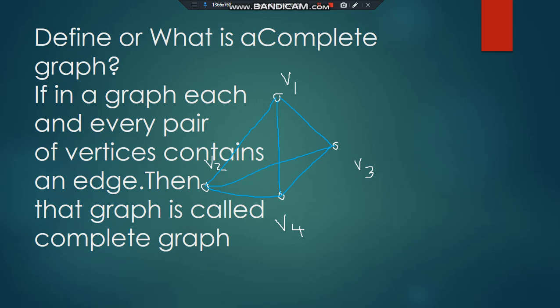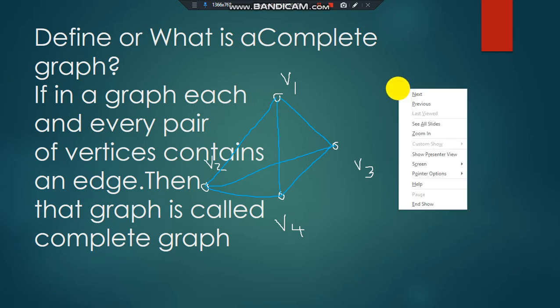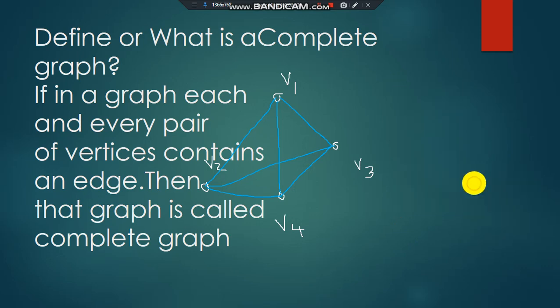Now we can have a lot of graphs like this. Now take for example, I will give you. So this is also a good example for a complete graph, because each and every pair has edges here. Am I correct? This is a good example for a complete graph. Similarly, I can take this one.